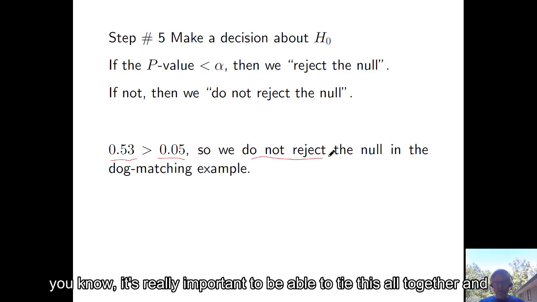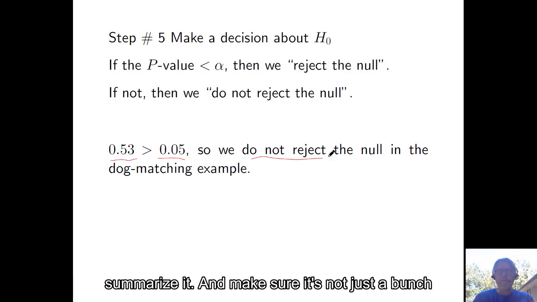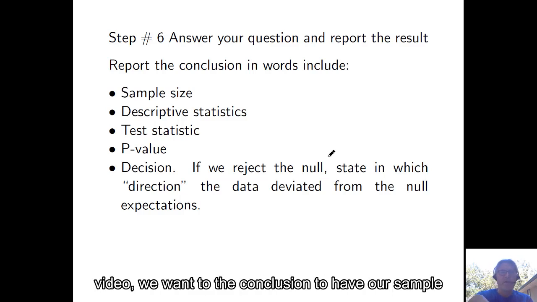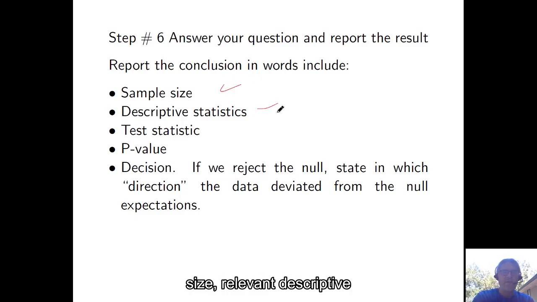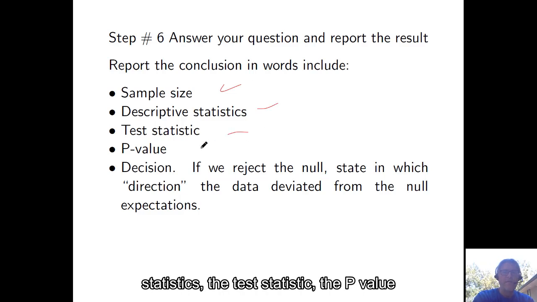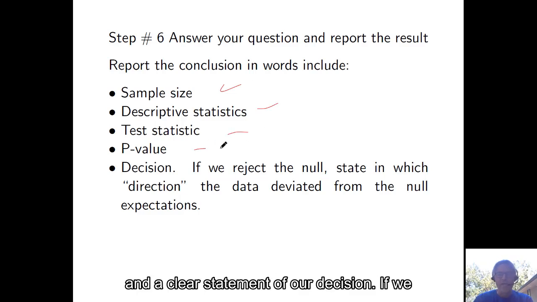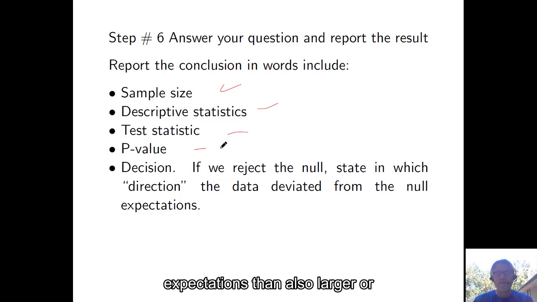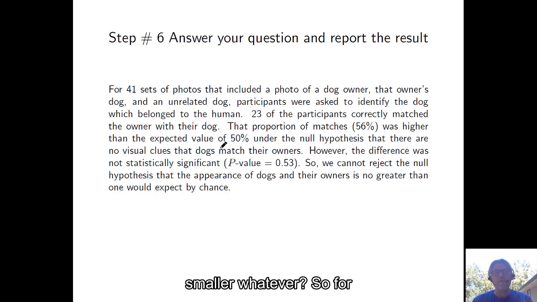And then, it's really important to be able to tie this all together and summarize it and make sure it's not just a bunch of mathematical steps. We've got to answer our question and report the results in the conclusion, and this is once again a repeated slide from the previous video. We want the conclusion to have our sample size, relevant descriptive statistics, the test statistic, the p-value, and a clear statement of our decision. If we reject the null, then we state what direction the data deviated from the expectations of the null, so larger or smaller or whatever.